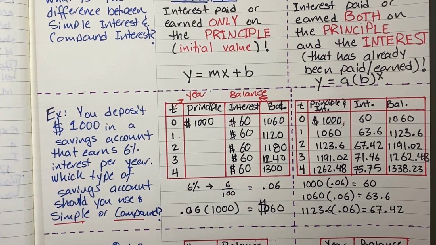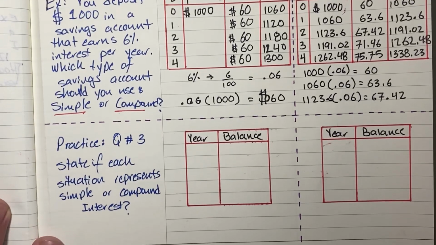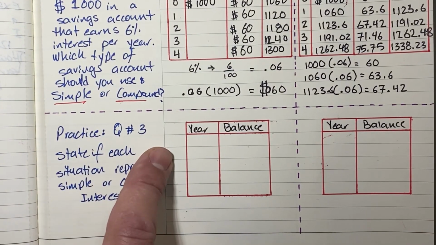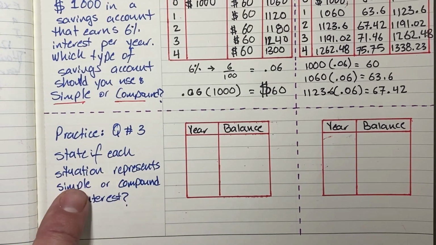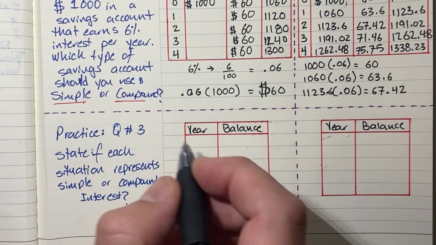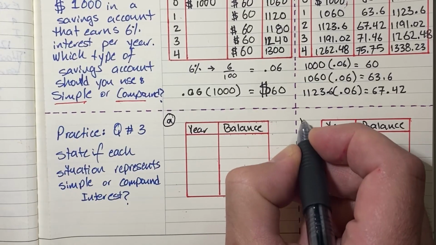But I noticed that in your practice packet, there's a question that we didn't necessarily give you an example for. Okay? So I want to go ahead and give you the example for that. Practice problem question number 3 asks, state if each situation represents simple or compounded interest. And you have 3 of these, and we're going to do pretty much A and B, the first 2. So this one is A, and this one is B.